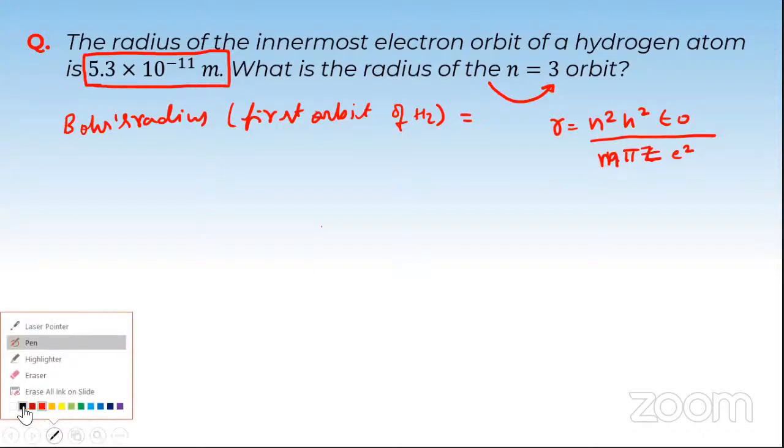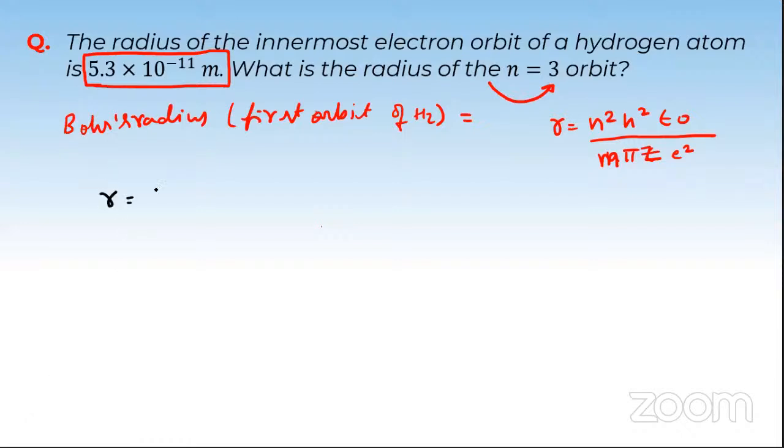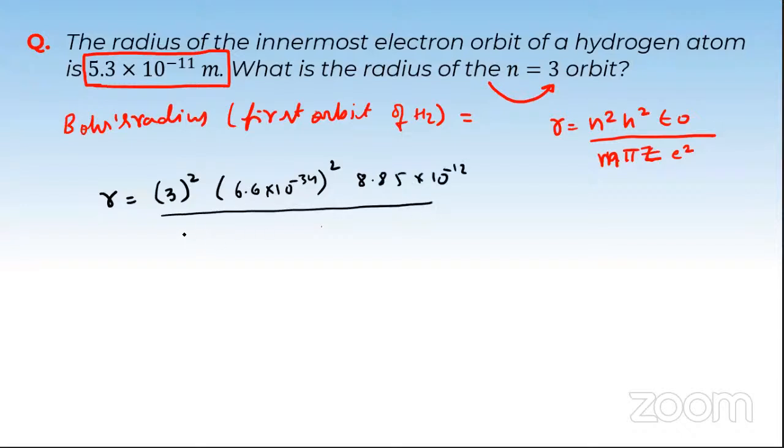Imagine you have a very good memory. Then you can calculate the radius of the third orbit with n is equal to 3 square. h is 6.6 into 10 raised to minus 34 square. Epsilon naught is 8.85 into 10 raised to minus 12. All this will be given in the exam. Mass will be equal to 9.1 into 10 raised to minus 31. Pi is 22 by 7, and for hydrogen, z is equal to 1. Charge of electron is 1.6 into 10 raised to minus 19, e square.